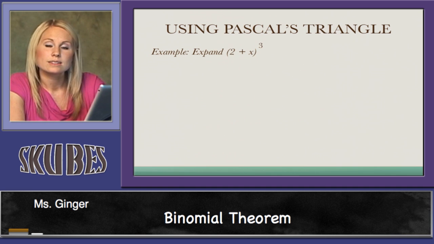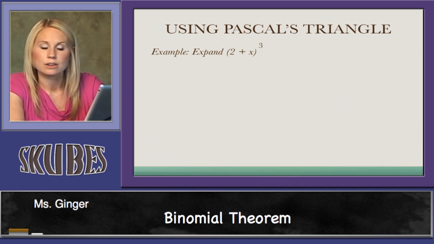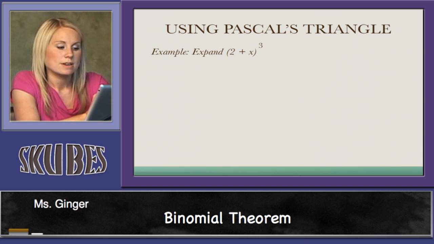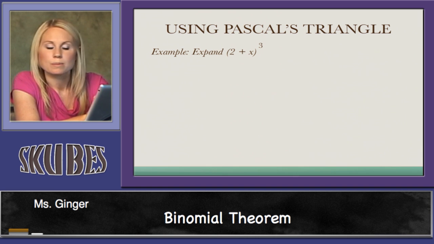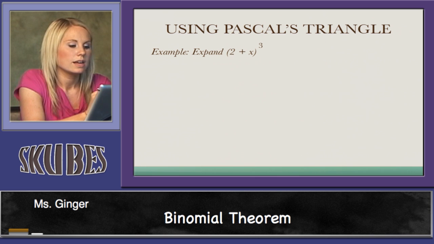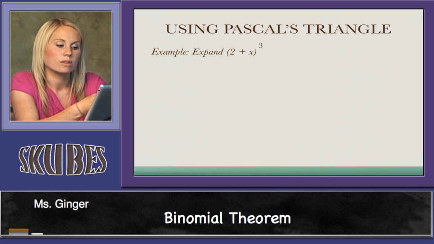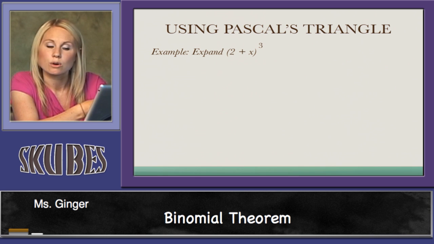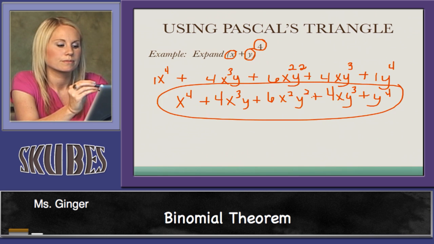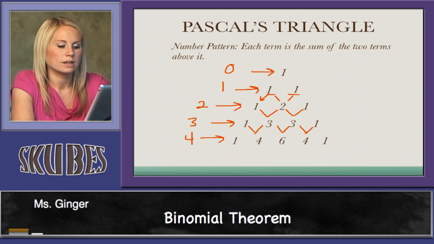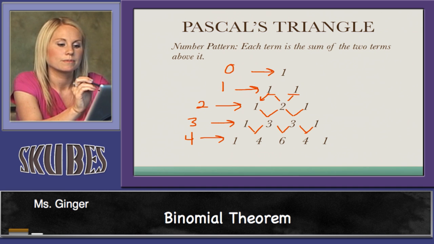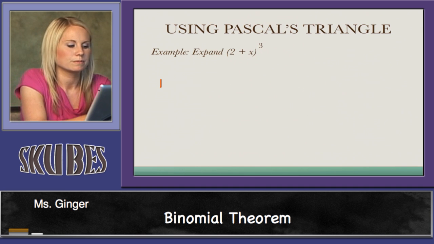All right, let's try it again. This time let's try an expression that has a number value in it. So if I'm needing to expand 2 plus x to the 3rd power, and I don't want to do it by hand, the first thing I'm going to do is look at Pascal's triangle and find the row that has the power of 3 coefficients. Okay, so that was 1, 3, 3, and 1. And I'm going to write those down.